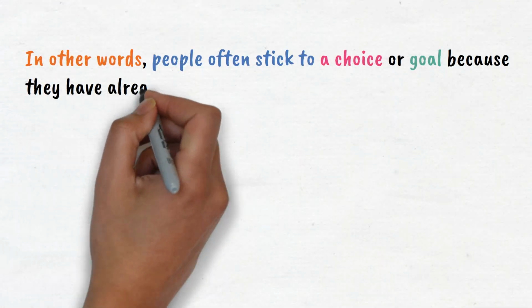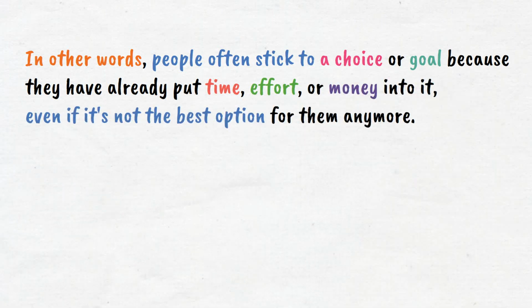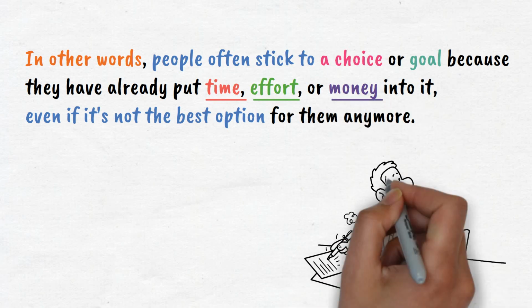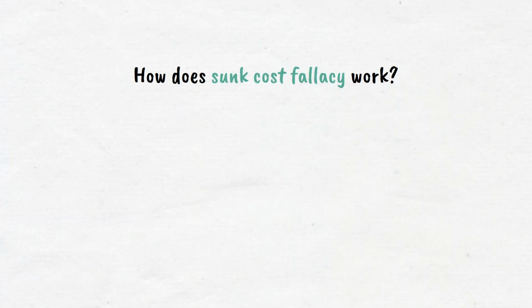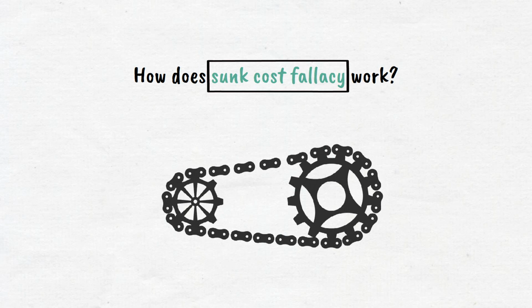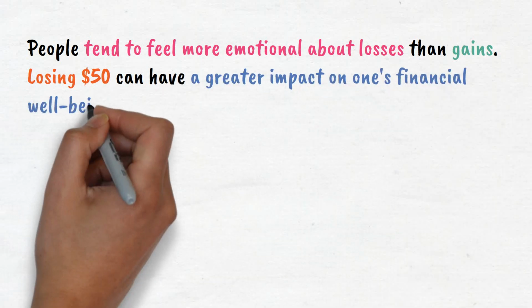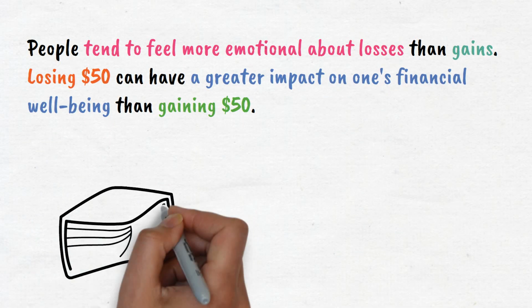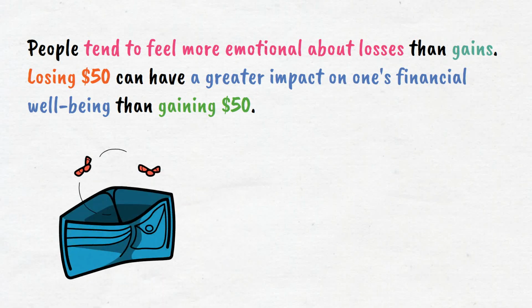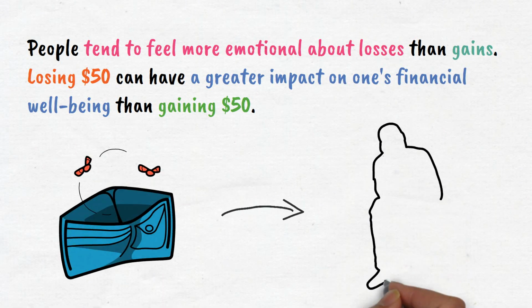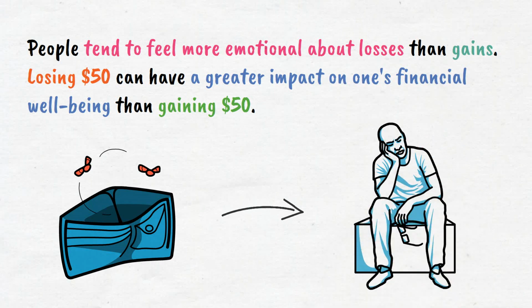In other words, people often stick to a choice or goal because they have already put time, effort, or money into it, even if it's not the best option for them anymore. Let's delve into the mechanics of how the sunk cost fallacy works. The sunk cost fallacy is appealing because people tend to feel more emotional about losses than gains. Losing $50 can have a greater impact on one's financial well-being than gaining $50.